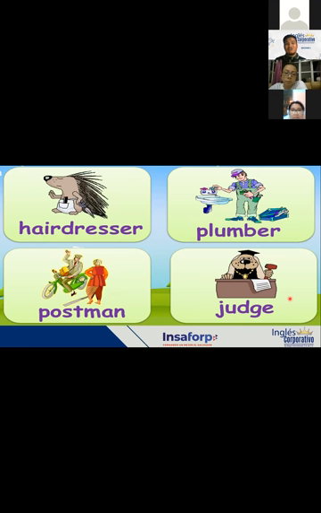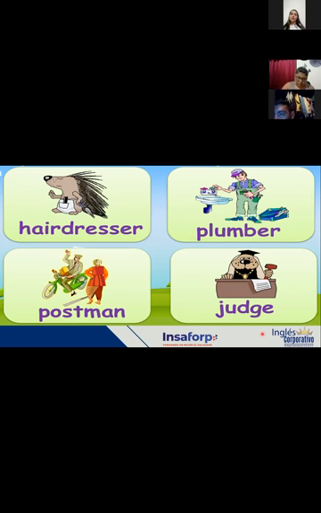We have the hairdresser, we have the plumber, we have the postman, and we have the judge. Hairdresser, plumber, postman, judge, judge. All right, let me see. Elias Solorzano, go ahead, pronounce them all, please. Hairdresser, plumber, postman, judge.